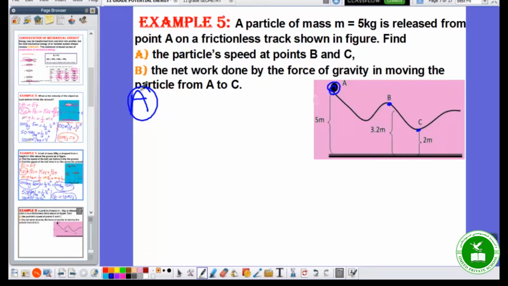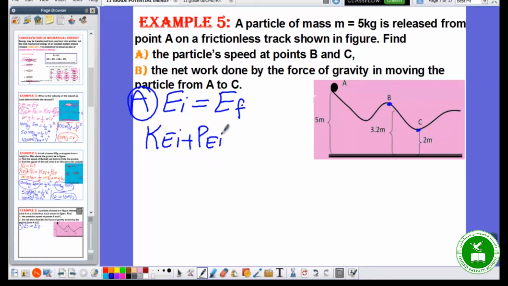Again, we have to use the concept of mechanical energy, conservation of mechanical energy, right? Conservation of mechanical energy says that initial energy should be equal to final energy. Now, initial energy means energy at point A. Okay, energy at point A. That is kinetic energy plus potential energy. So, initial kinetic energy plus initial potential energy should be equal to final kinetic energy plus final potential energy. Okay, now you see at point A, obviously speed is 0, then it becomes 0.